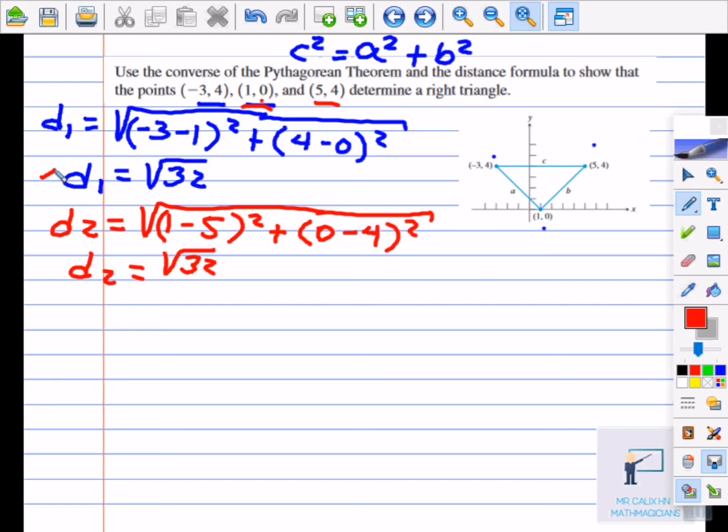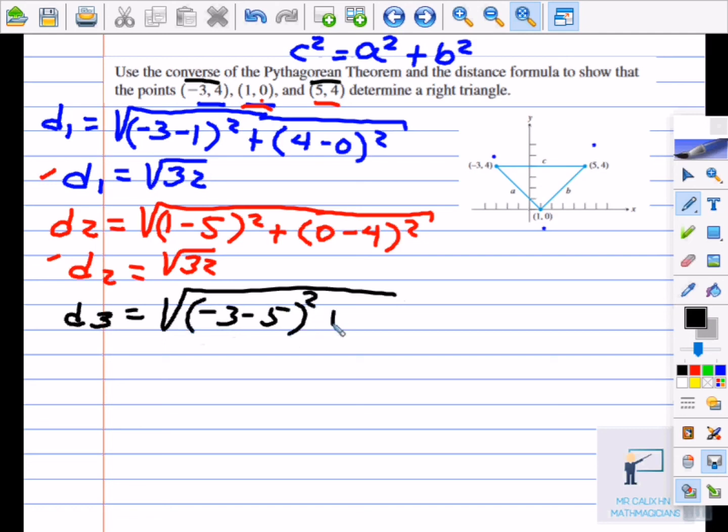From here, we can determine that it can be isosceles, but we need to find if it's a right triangle. Then we use the last point. Let's use another color. Distance 3 is equal to, now we're going to use the other 2 points, in this case the first and the last point. So it will be the square root of negative 3 minus 5 squared, plus 4 minus 4 squared.